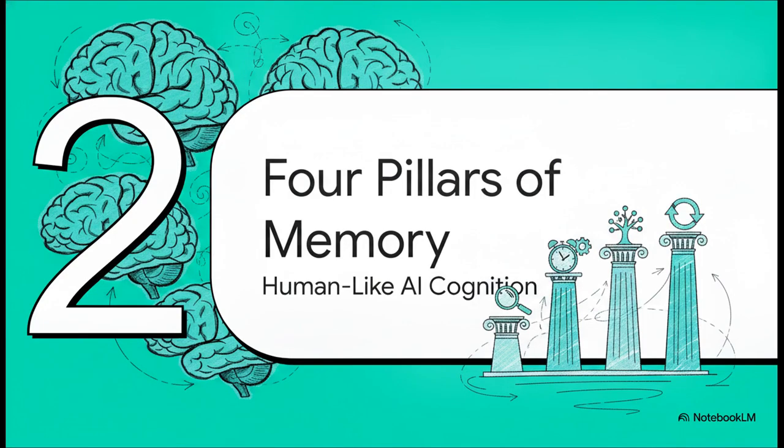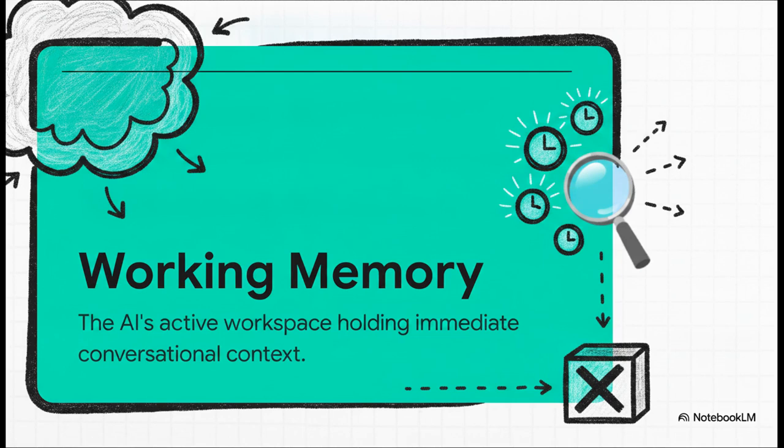Section 2, the 4 pillars of memory, or how we achieve human-like AI cognition. First up, working memory. You can think of this as the AI's active workspace, or its scratchpad. It's restricted by the LLM's context window, and it holds the immediate, real-time conversational context. Just like our own human attention span, it is incredibly fast, but strictly temporary. Once the interaction moves on, this space has to be cleared out for new thoughts.